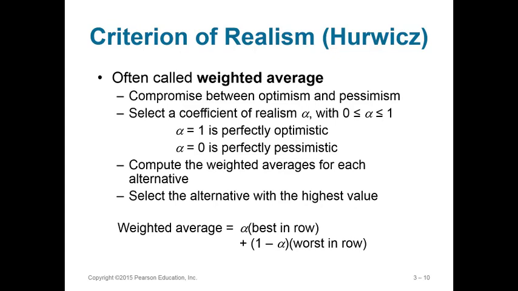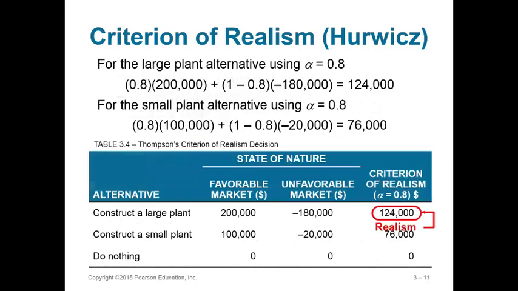Since most of us are somewhere in between, we would choose, say, if you were 60% positive that things were going to go well, a 0.6, so that you would weight 0.6 on the favorable market side and 0.4 on the unfavorable. And if, on the other hand, you were 60% certain that things were going to go south, then you put 60% of the weight on the unfavorable and 40% on the favorable. And then you would come up with a table relatively like this.